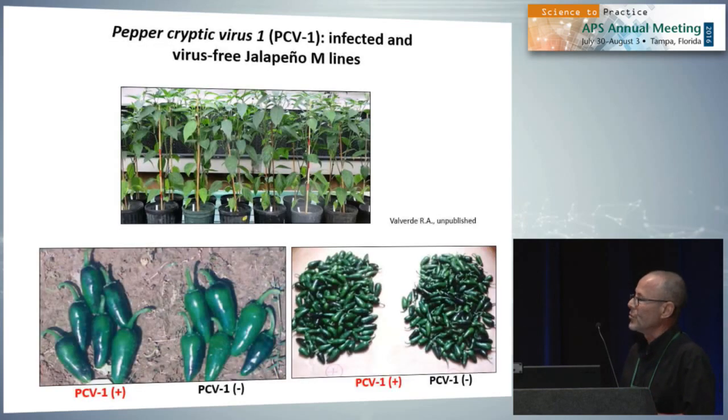I want to show you one slide of the partitivirus, pepper cryptic virus 1, and one of the amalgavirus, just to show that there was no difference in the plant phenotype. The fruit phenotype was the same too, including the yields. I also inoculated these two lines with several plant viruses, and there was no differential effect.